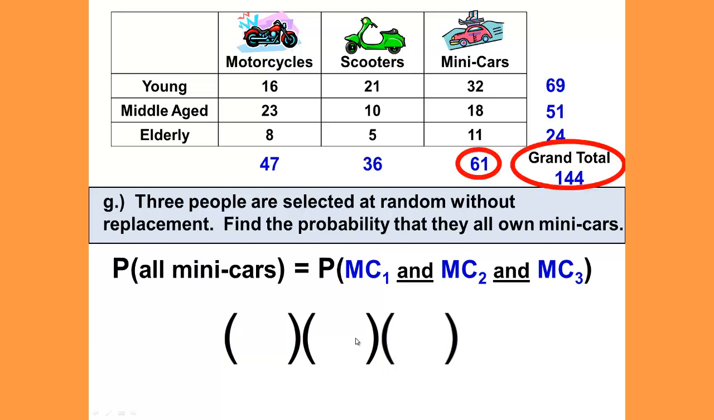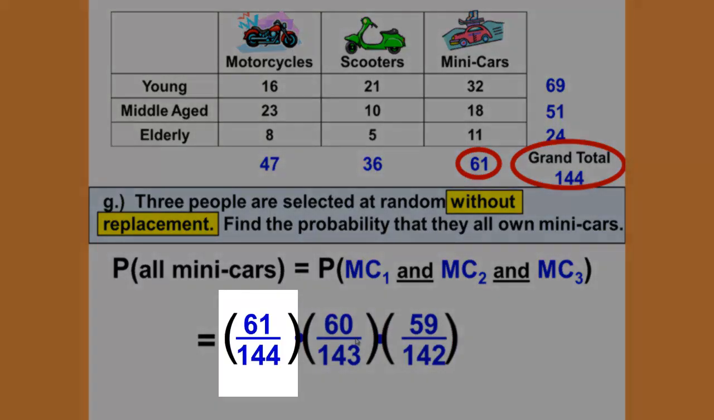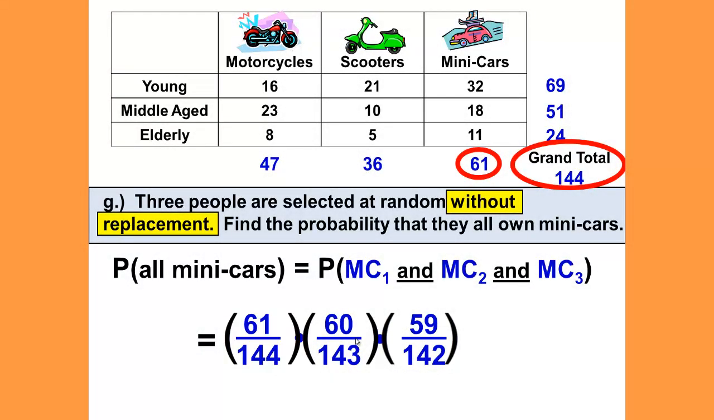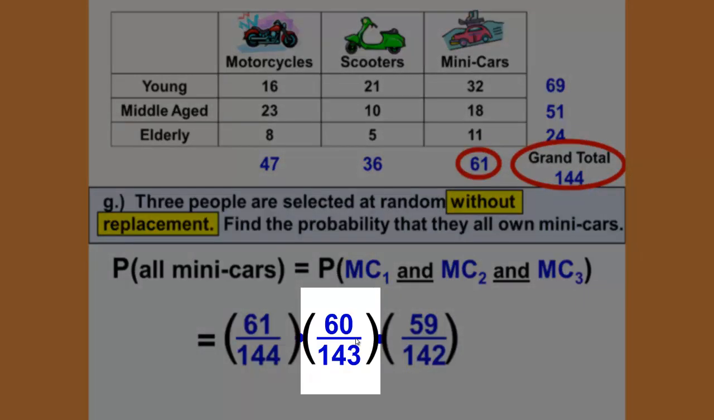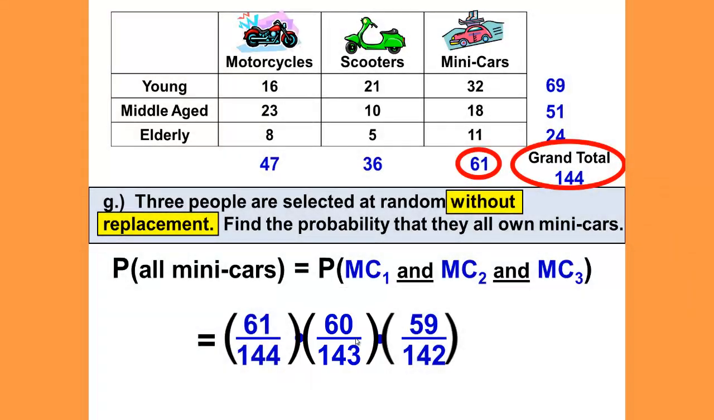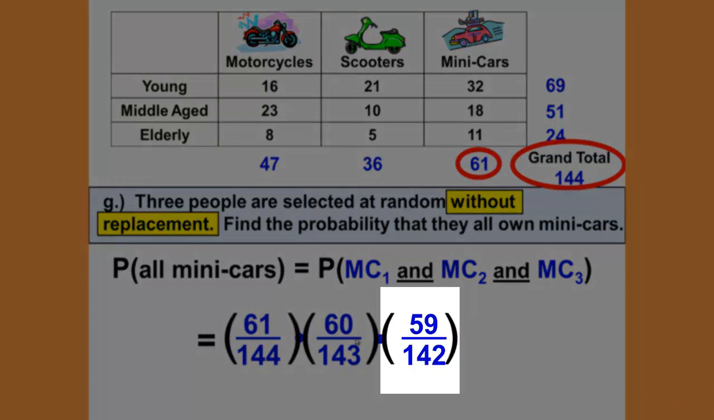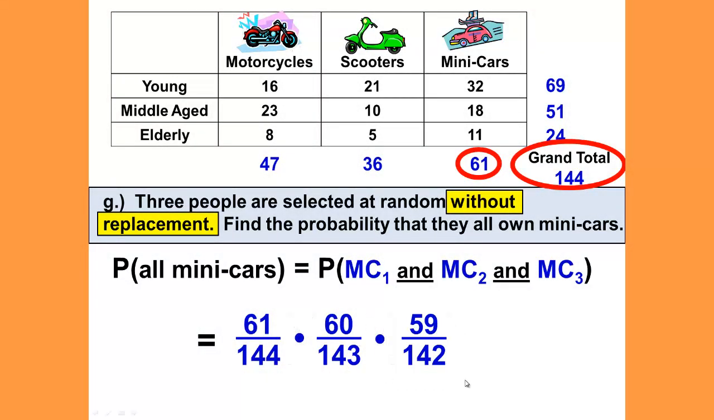As we look at the number of mini cars, we have 61 out of 144, but we're doing this one without replacement. So every time I make a pick, I change my sample space, so my fraction must change, and it will decrease by 1. I have 61 over 144 for the first pick, but then I have picked a mini car, and it will become 60 out of 143 because I have 1 less in my grand total and 1 less mini car, times 59 out of 142, because again I have 1 less mini car and 1 less in my grand total. Multiplying those 3 fractions, I get 0.0738.